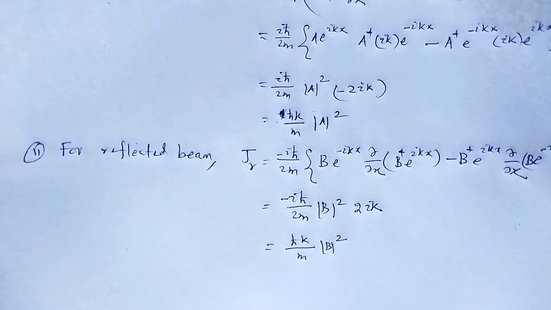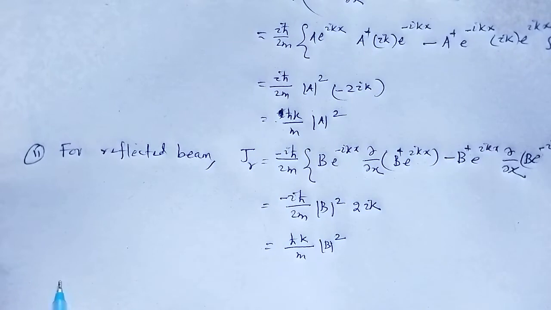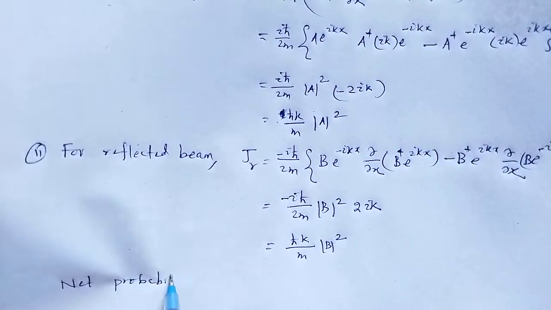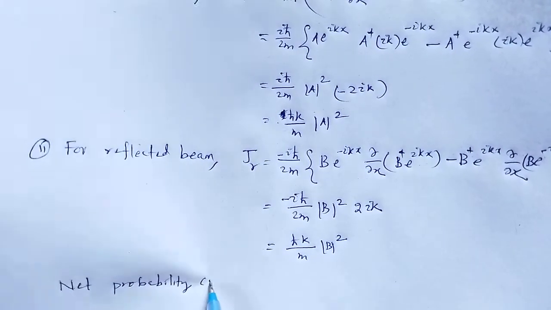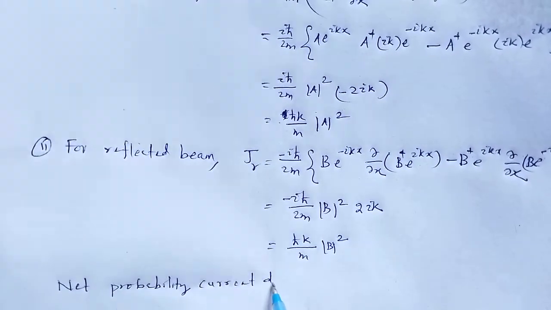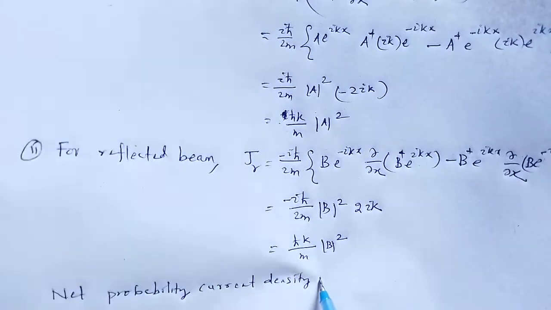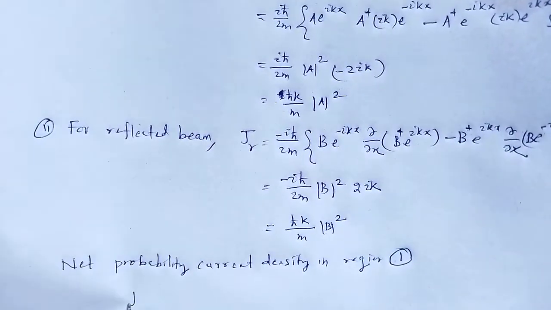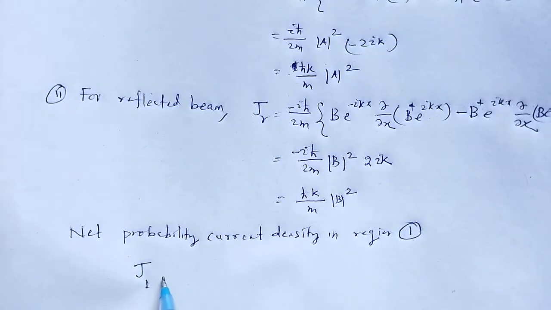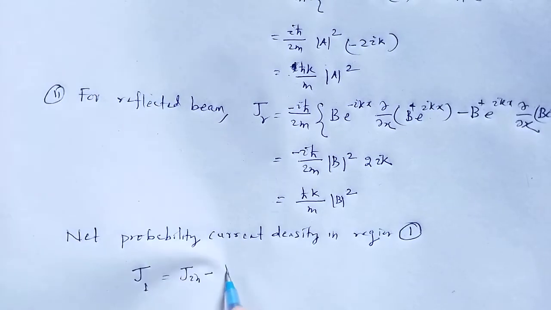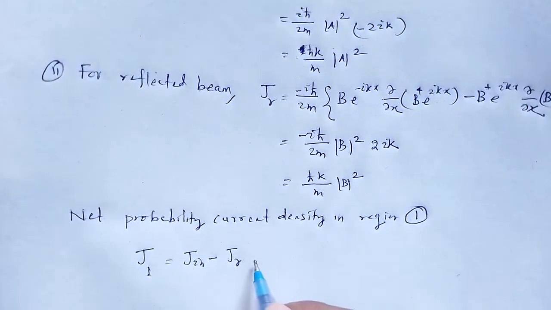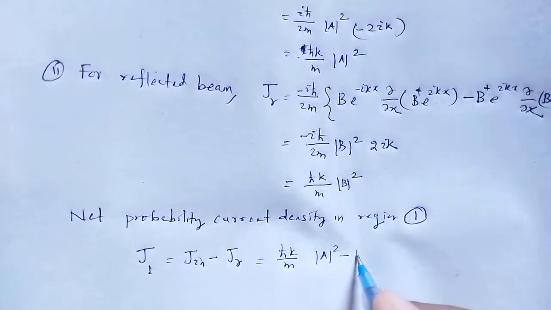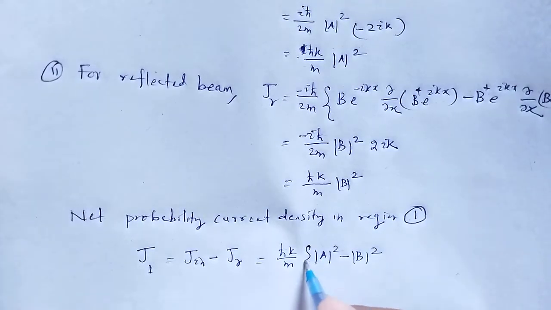So the net probability current density in region 1, J1, is equal to J incident minus J reflected, that is ħk/m (|a|² − |b|²).